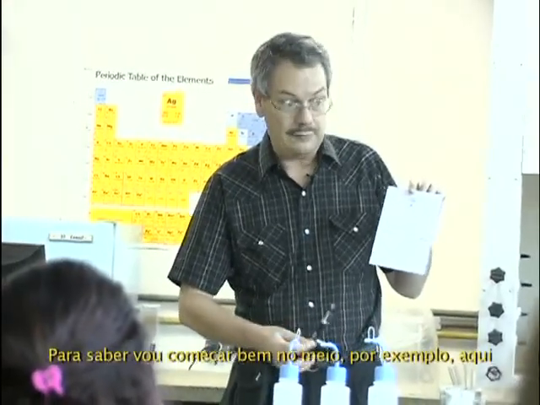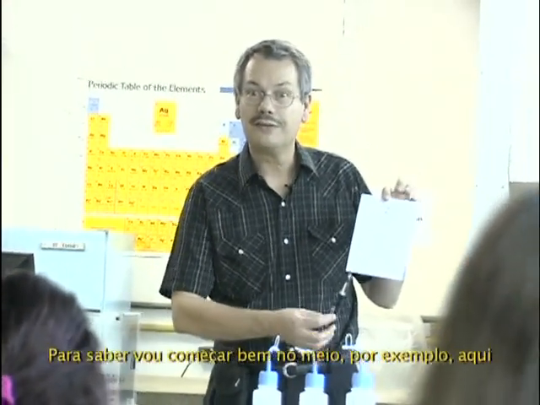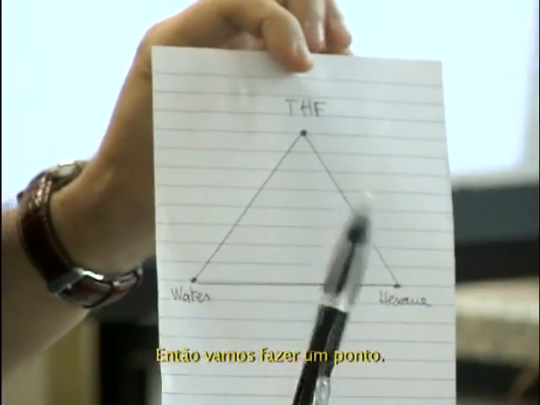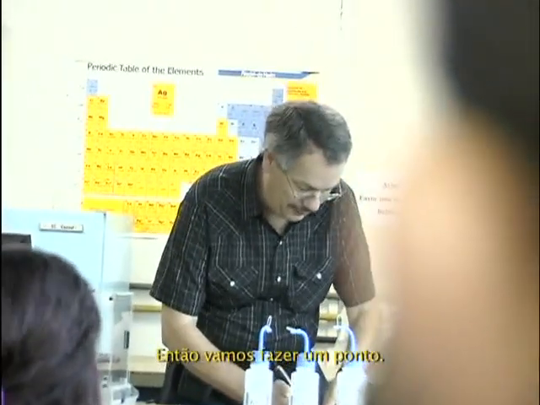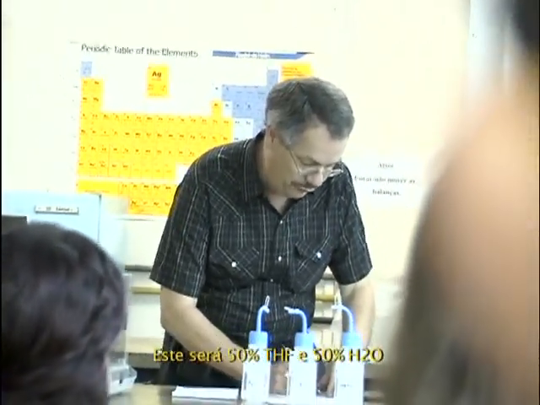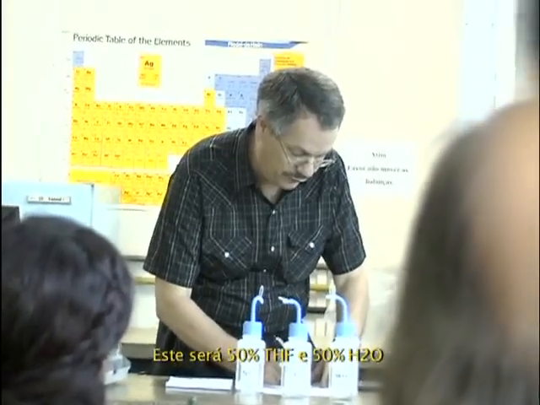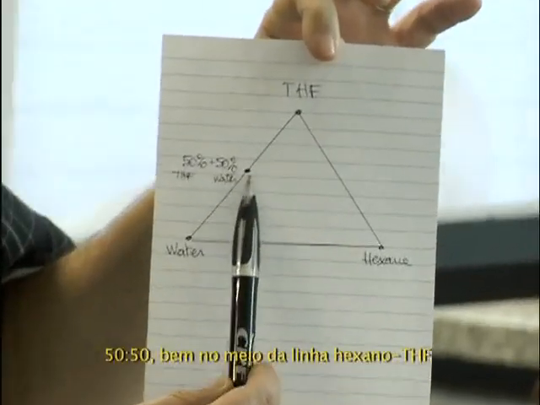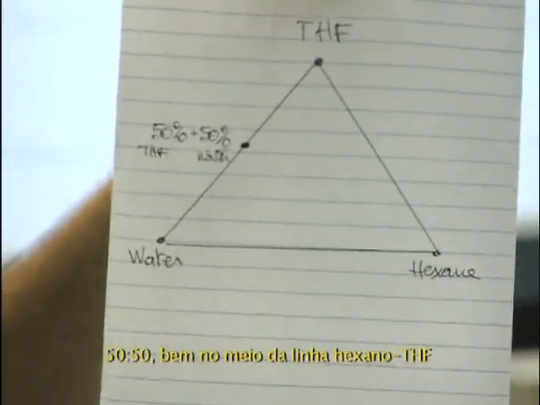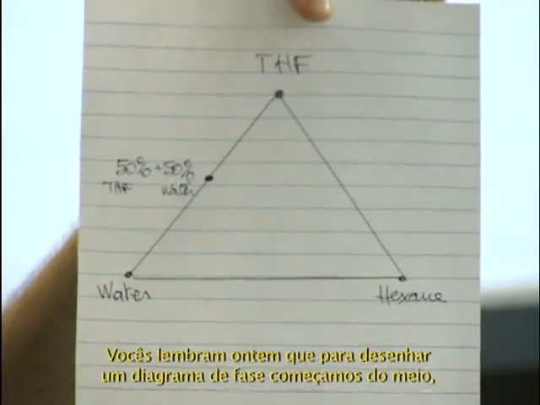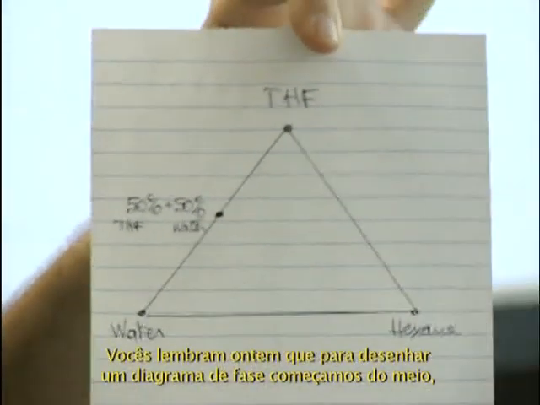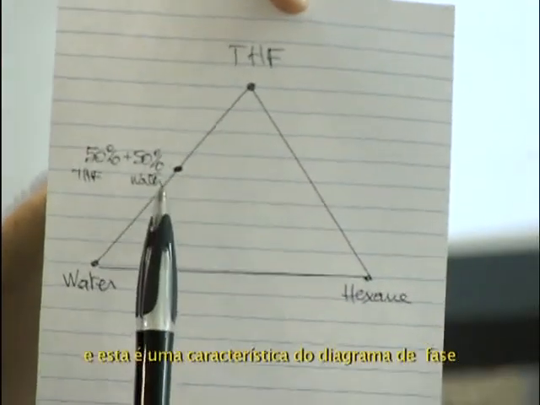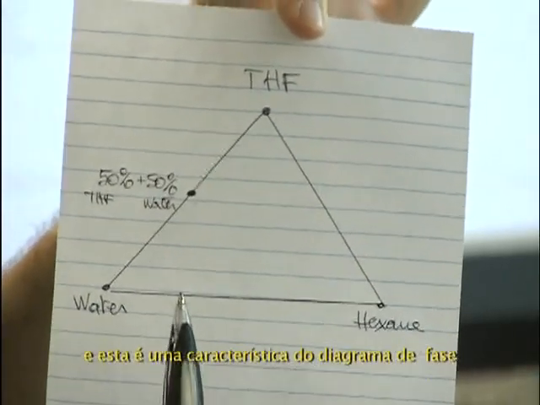To find it, I don't know, I will start right in the middle, for example. I will start here. So let me make a point. This will be 50% THF, 50% water. 50-50, just in the middle of the THF-water line. You remember we learned yesterday how to draw a phase diagram, and starting at the middle, everybody agrees this is the middle. No problem.